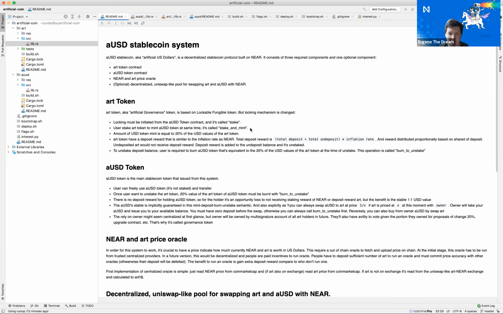So what I'm missing is why the 20% here is important. If we can go one direction, another direction, right? So you can take AUSD to get art token. No, you cannot do this. You can only return your stake token if you have AUSD. Like you can unstake.